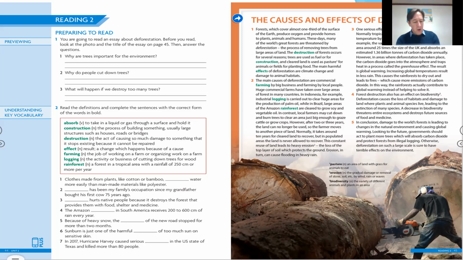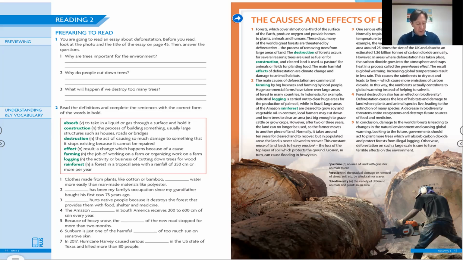Number 3, logging hurts native people because it destroys the forest that provides them with food, shelter, and medicine. Logging. And logging is the activity or business of cutting down trees for wood. Probably just like that photo on page 45. Number 4, the Amazon rainforest in South America receives 200 to 600 centimeters of rain every year. Number 5, because of heavy snow, the construction of the new road stopped for more than 2 months.